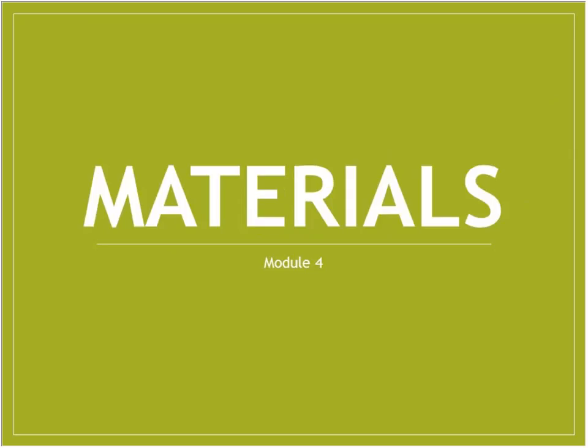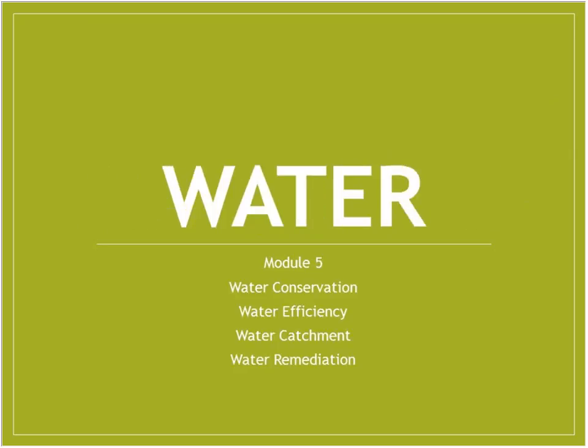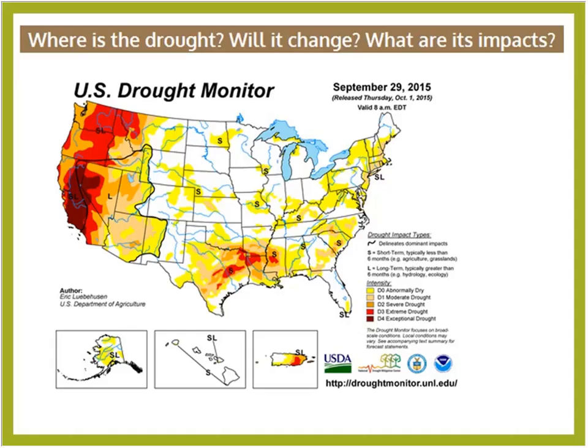In our last module 4, we covered materials and resources, durability, what materials are made out of, how they're greener, as well as the idea of keeping water out of homes and managing waste during the construction process. In this session, we're going to be covering water. This refers to water conservation, water efficiency, water catchment, and water remediation.